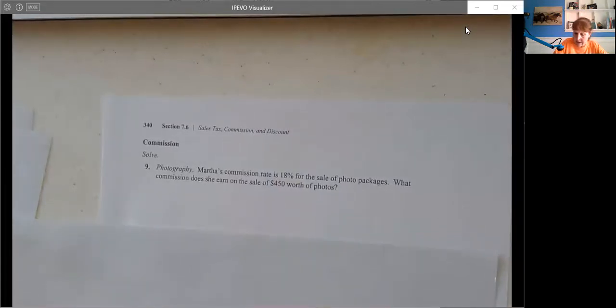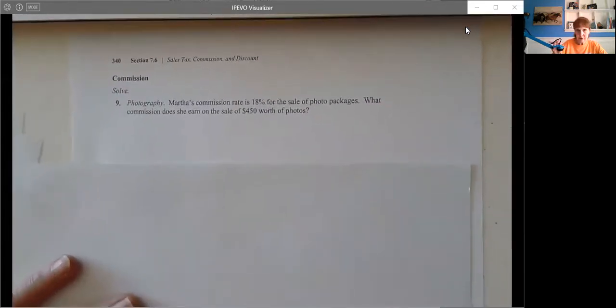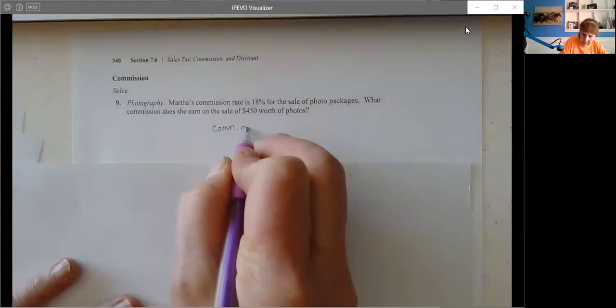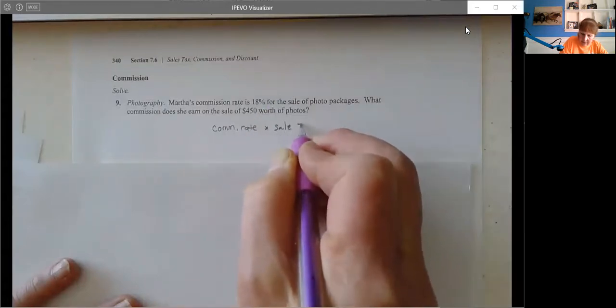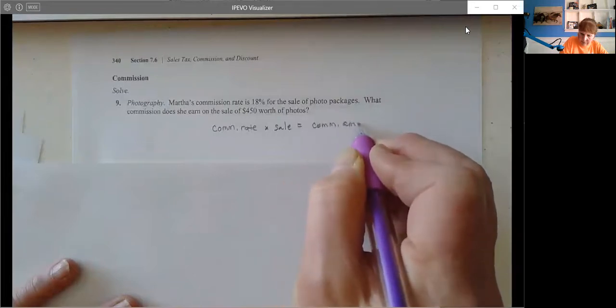Martha's commission rate is 18% for the sale of photo packages. What commission does she earn on the sale of $450 worth of photos? So we're looking for the commission. So we're going to use the one with the commission rate. I'm just going to abbreviate that. Commission rate times the sale is equal to the commission amount, which is what we're looking for in this case.